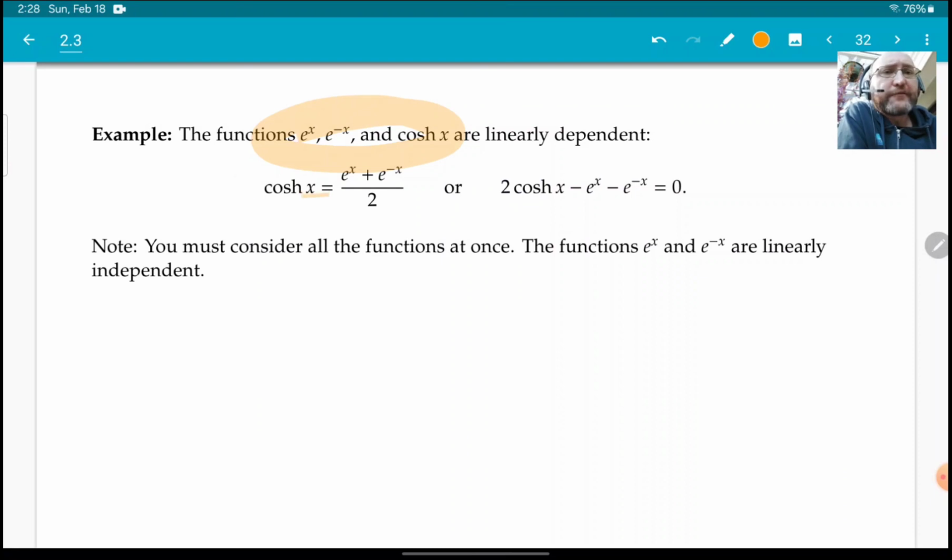And you can see that for the hyperbolic cosine, I need both of the other ones, right? I cannot just get it. It's not just a multiple of one of the other ones. It is actually this linear combination of the 2 other ones.